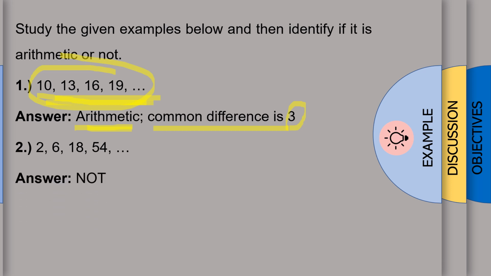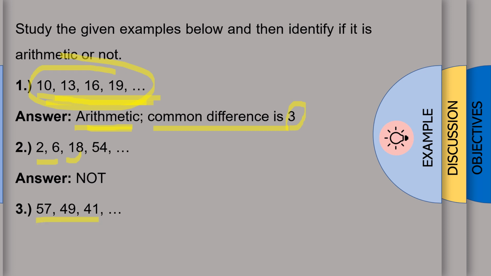The answer is not. Ayan, kung papansin ninyo, from 2 to 6, so 2 plus 4, 6. So, dapat yung plus 4 mo, gagamitin mo sa lahat. 6 plus 4, 10. But dito, ang lumabas ay 18. Therefore, wala siyang common difference o wala siyang specific, fixed number na i-add. Nagbabago-bago siya as we continue the sequence. So, therefore, hindi ito arithmetic.